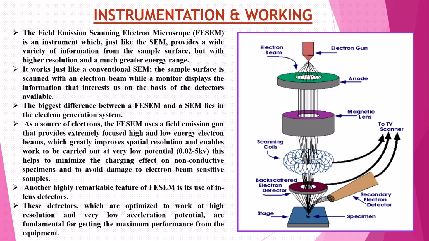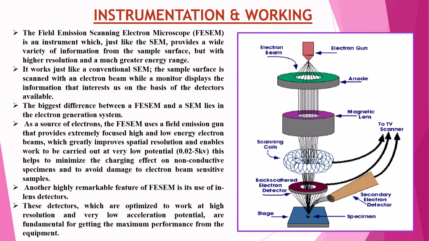The field emission scanning electron microscope is an instrument which, just like the SEM, provides a wide variety of information from the sample surface but with higher resolution and a much greater energy range. It works just like a conventional SEM. The sample surface is scanned with an electron beam, while a monitor displays the information that interests us on the basis of the detector available.